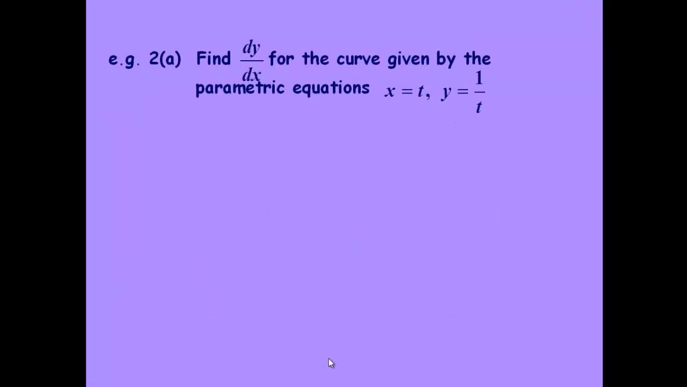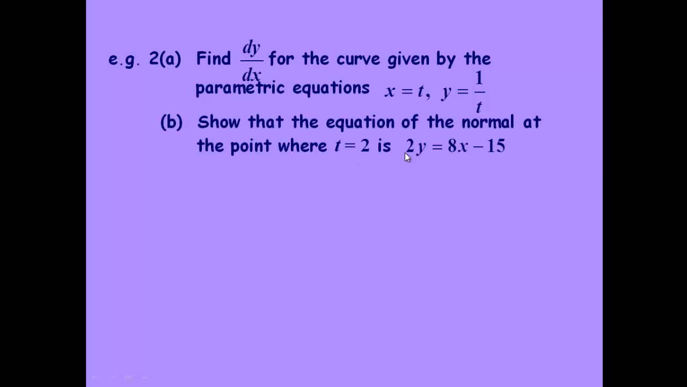Okay, we'll work through an example finding dy/dx for the curve given by these parametric equations, and we'll show that the equation of the normal at that point where t is 2 is 2y equals 8x minus 15.